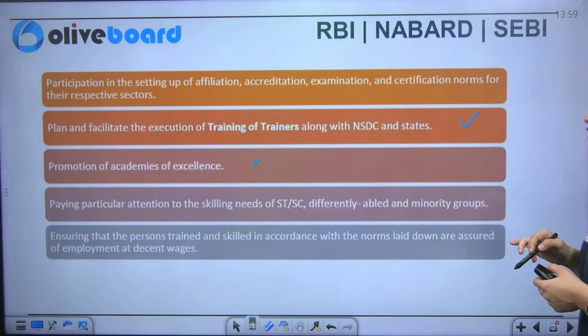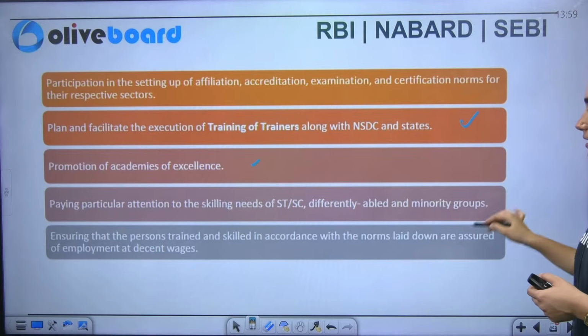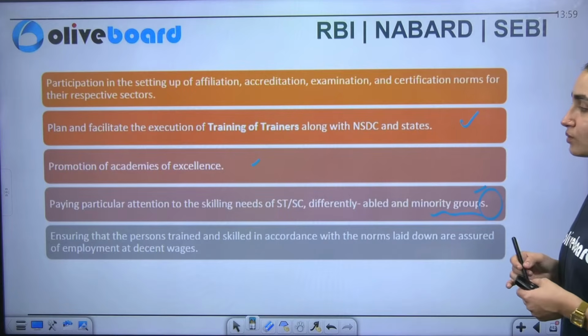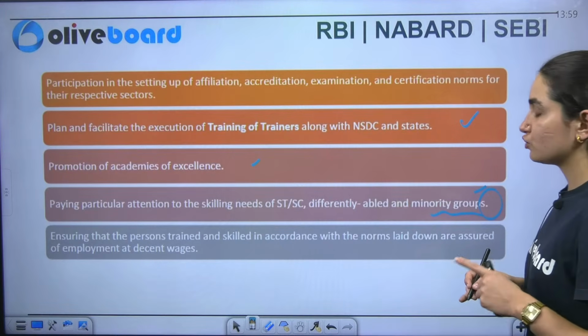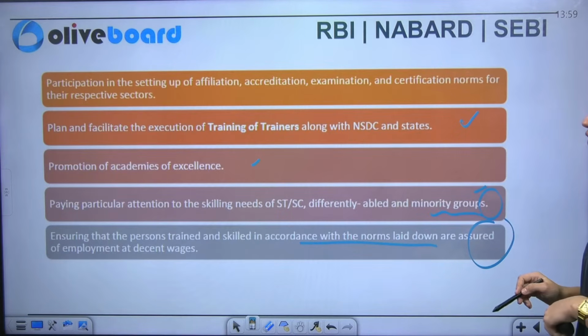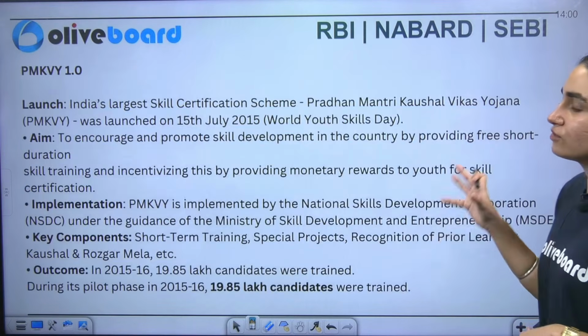Paying particular attention to the skilling needs of SC, ST, differently abled people, Divyangjans and minority groups as well. And this also ensures that the persons trained and skilled in accordance with the norms laid down are assured of employment and decent wages. So these are the works of it.